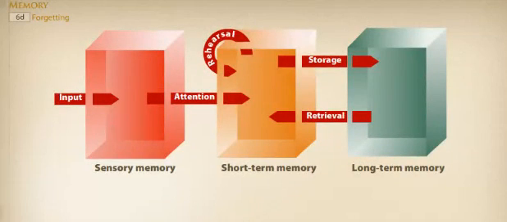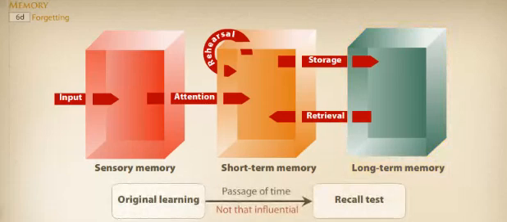Evidence suggests that decay does not contribute to the loss of information from the sensory and short-term memory stores. However, the critical task for theories of forgetting is to explain the loss of information from long-term memory, which does not appear to be due to decay. In studies, though, of long-term memory, researchers have found that the passage of time is not as influential as what happens during the time interval.